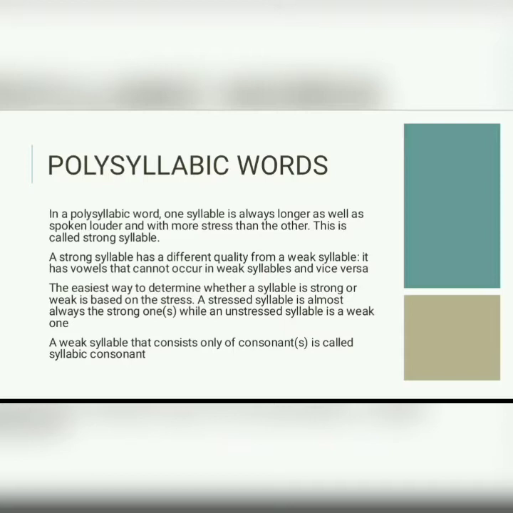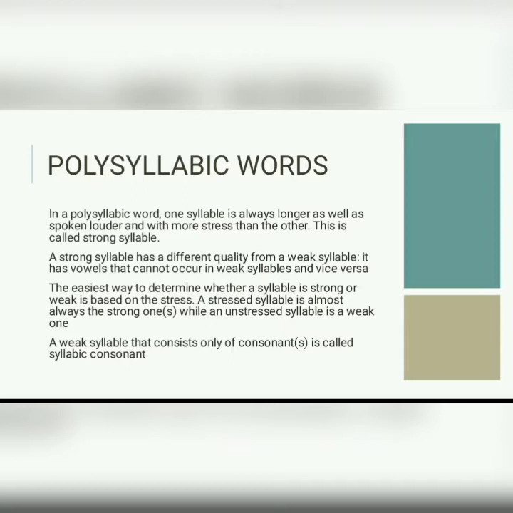The easiest way to determine whether a syllable is strong or weak is based on the stress. A stressed syllable is the part of a word that you say with greater emphasis than the other syllables. You can easily determine whether it is a stressed syllable or an unstressed syllable from the phonetic transcription. The syllable that is preceded with a diacritic mark like an apostrophe on top is a stressed syllable. A stressed syllable is almost always the strong one, while an unstressed syllable is a weak one.